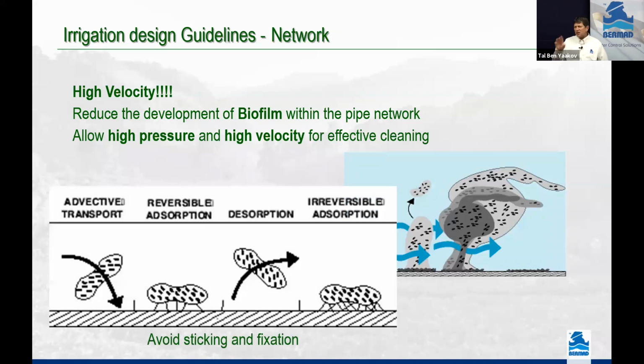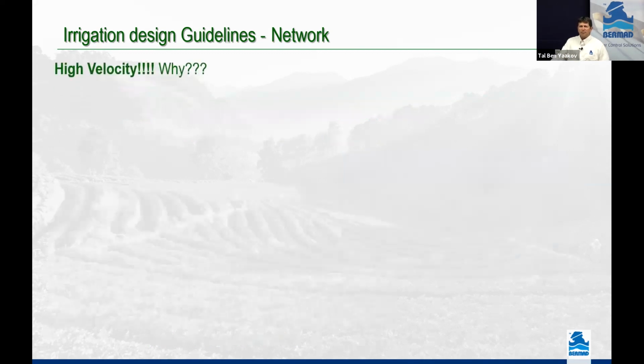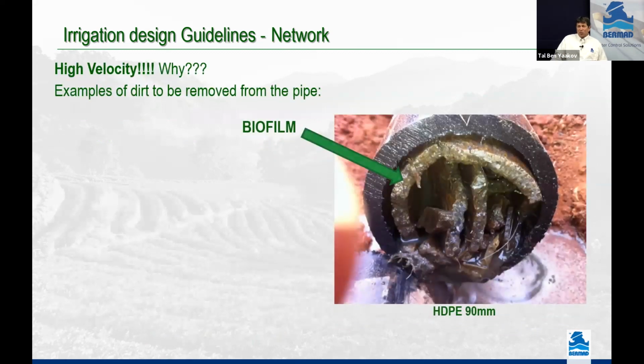You can see here just a demonstration about biofilm, that if we can work with high velocity, we will flush it away. But if the water goes very slowly, it will have time to sediment and stay on the pipe, and then it will start to accumulate and grow in the system, and then we will have a problem. So the idea: don't let them accumulate in the pipe, run quickly and take it away from the system.